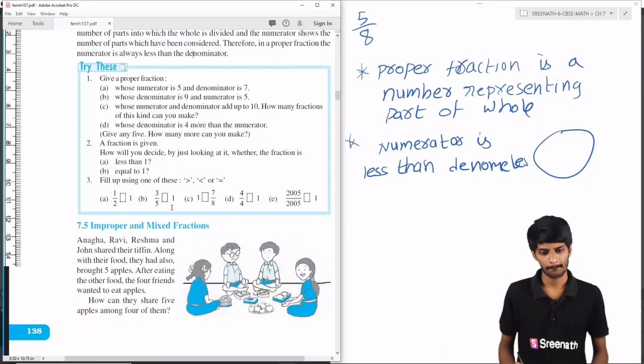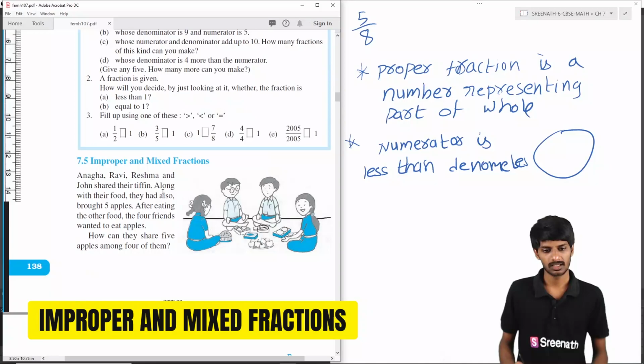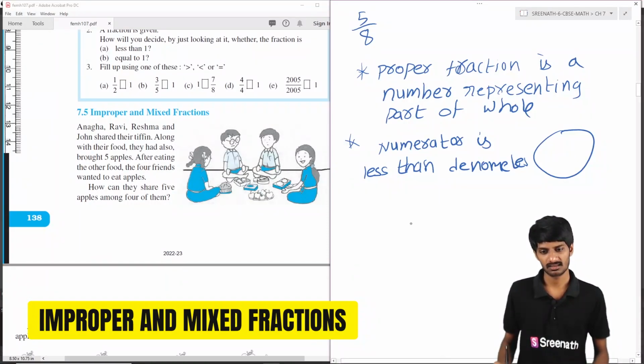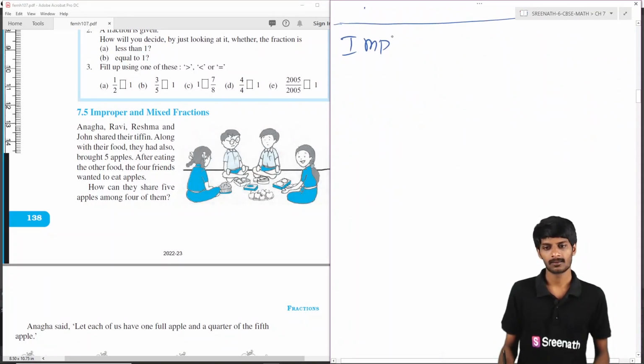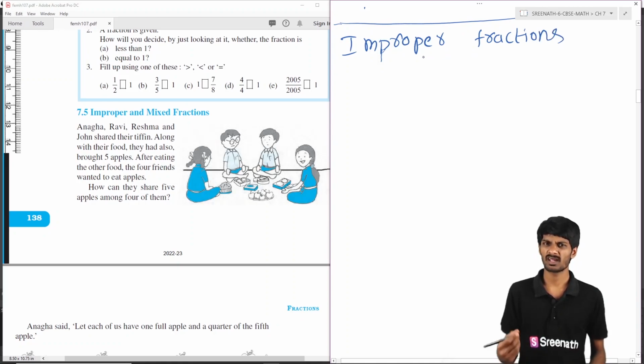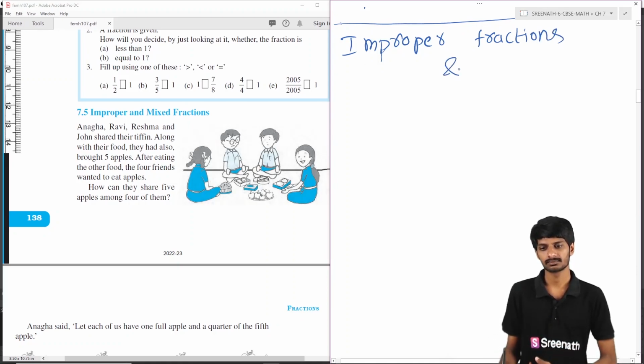Okay. Next thing is improper and mixed fractions. What about proper fractions, and what about improper fractions? Improper fractions and mixed fractions.